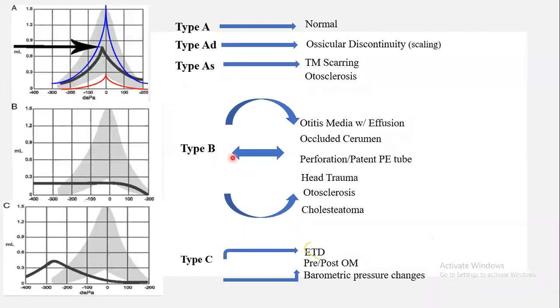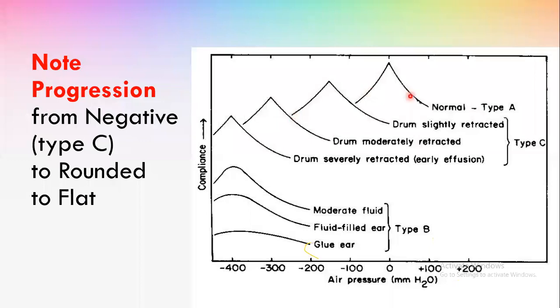If we see the B type of tympanogram, it indicates otitis media, occluded cerumen, or perforation. How it shows otitis media, we can see here, I want to highlight this point. If someone is normal, at room pressure we get the maximum compliance value. When the tympanic membrane is slightly retracted, the peak goes toward the negative, and if retraction is more, it goes toward very deep negative pressure. Then in the next step, if moderate fluid starts accumulating, the peak starts becoming round. If fluid is more, we can see the progression.